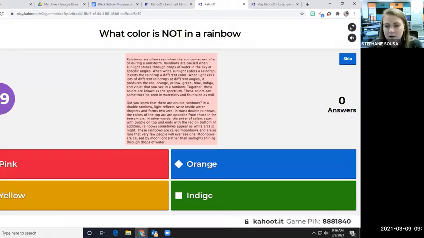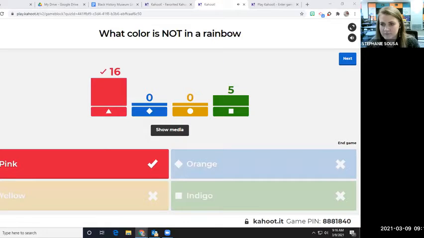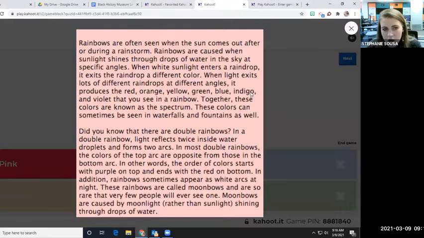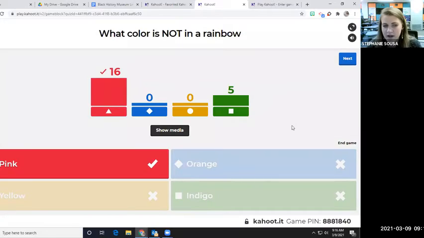What color is not in a rainbow? This makes Leah sad. Pink is not in the rainbow as much as we may like it to be. It is not there. Indigo, some of y'all saw a weird word and said, I'm going to choose that one, but you didn't look at the text. Look, indigo, indigo, indigo, right there. Okay, use your text to help you.